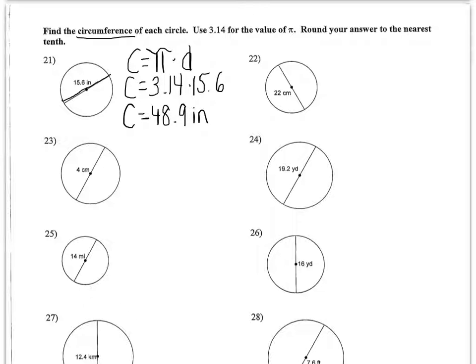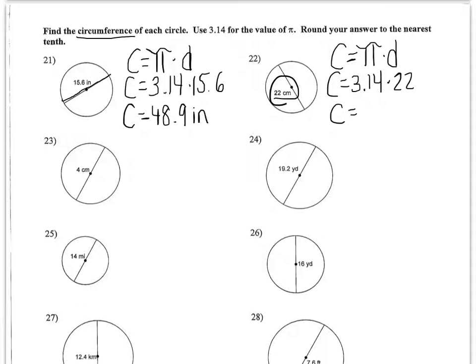Alright, let's do number 22 here. Again, our formula is circumference equals pi times diameter, or d. So let's plug in our number for pi, 3.14. Multiply it by the diameter, which in this case is 22. So 3.14 times 22, and we get 69 centimeters. And that's it.